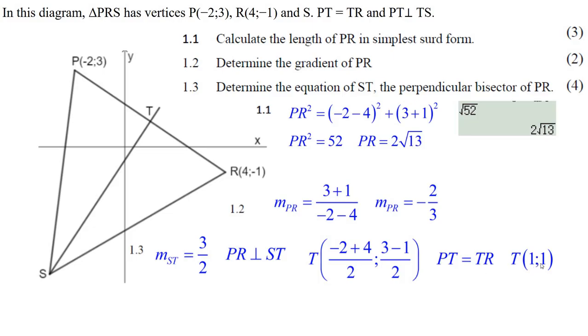Well, now we've got everything. We've got a point, we've got a gradient. There's a special formula that says y minus y1 equals m times x minus x1. You just put in y1 and x1, you put in the gradient, and there's your answer. 3/2 x minus 3/2, which you add 1 to minus 3/2, and you'll get minus 1/2. And there's the equation of ST. It's perpendicular, and it bisects PR. And there it is. All done.